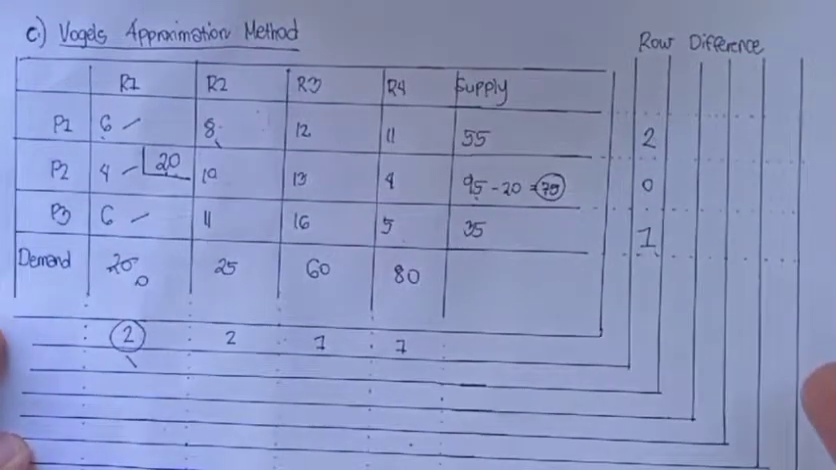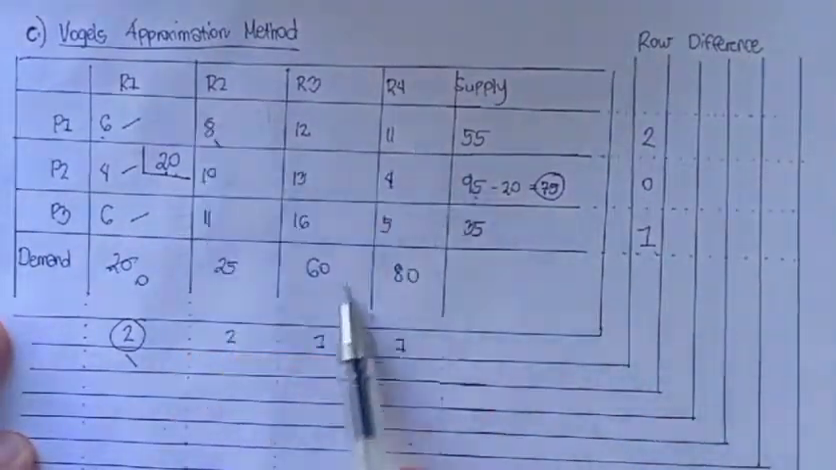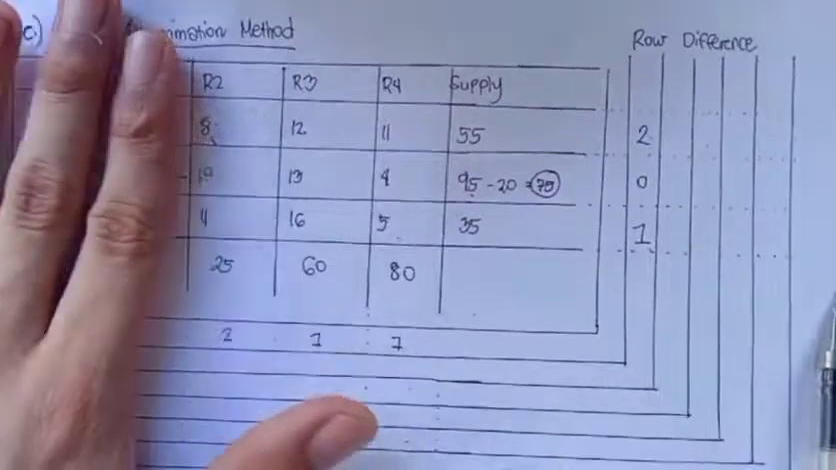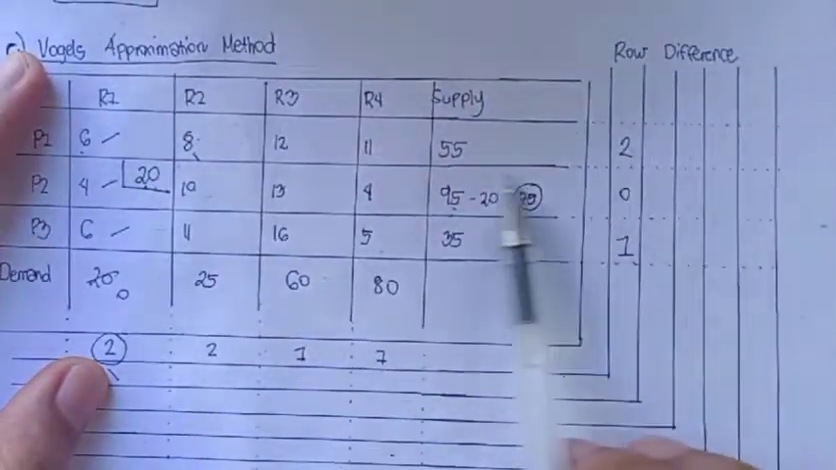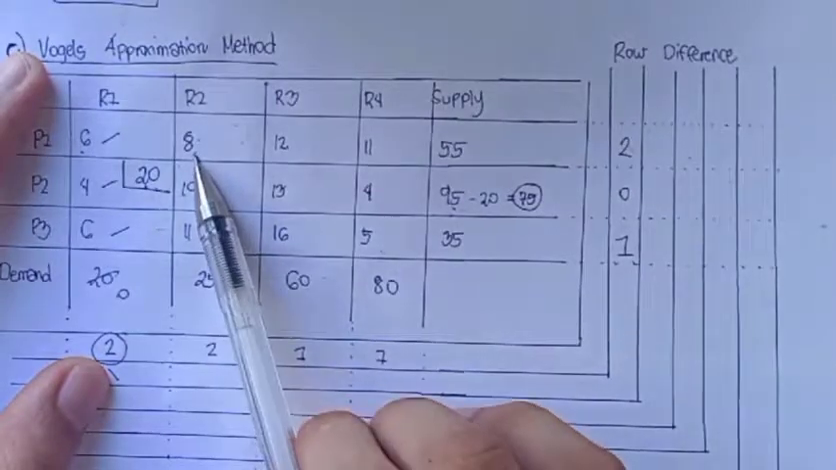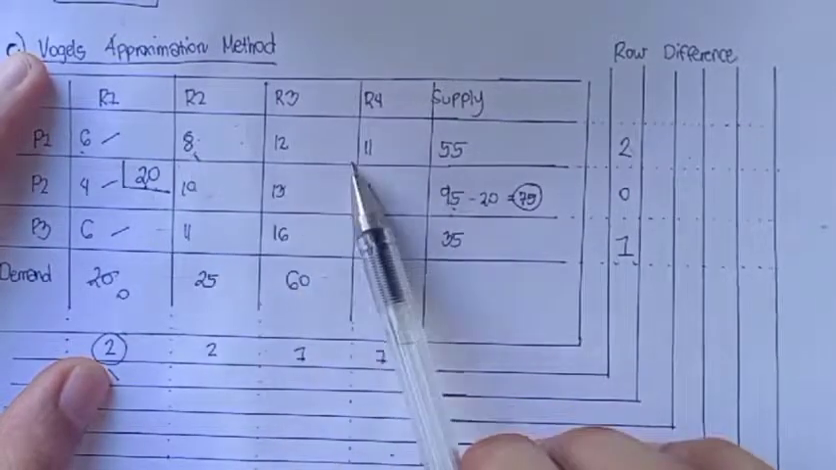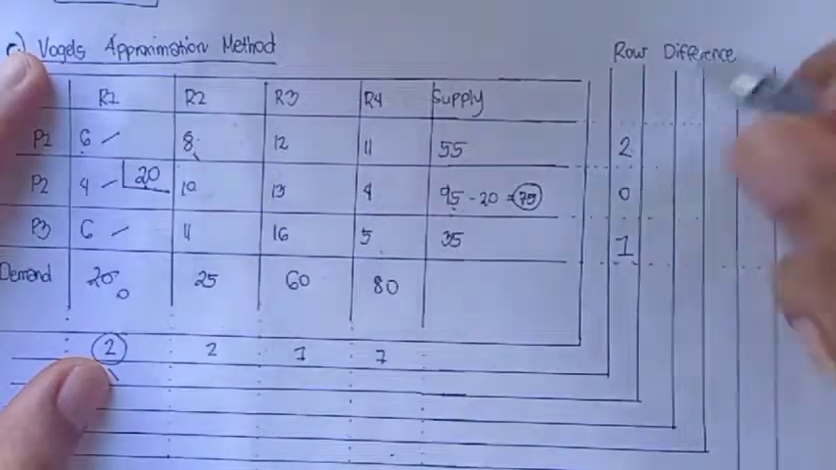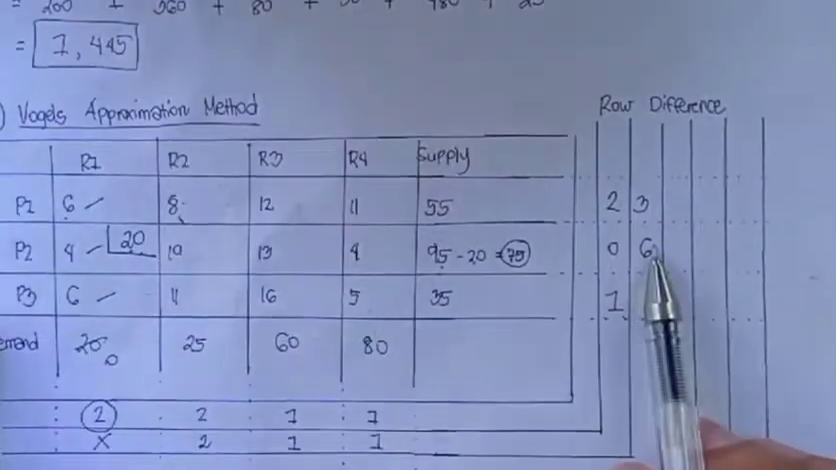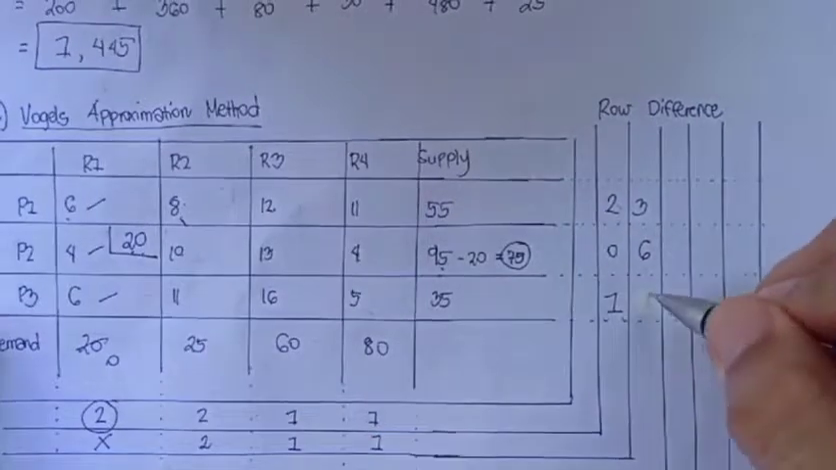So same procedure in the remaining cells. And we will not include this column since the demand is met. So the same thing will be done. The least value in the first row is 8 and the second least value is 11. So 11 minus 8 is 3. 10 minus 4 is 6. 11 minus 5 is 6.